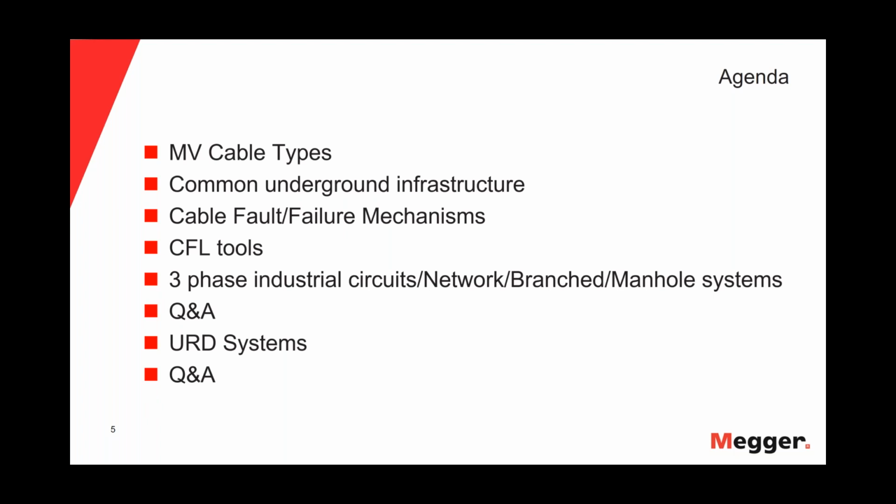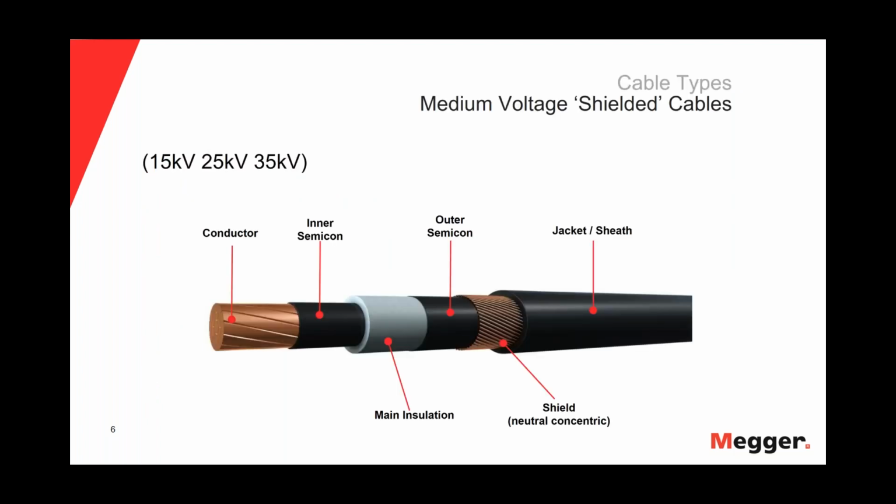So let's go ahead and get started. We'll look at medium voltage cables, and you'll notice medium voltage shielded cables. What we're talking about for most of this presentation is a shielded cable. The reason that's important is because many of the techniques used for fault locating are specific to shielded cables. In the North American market, these shielded cables commonly come in 15, 25, or 35 kV class ratings.